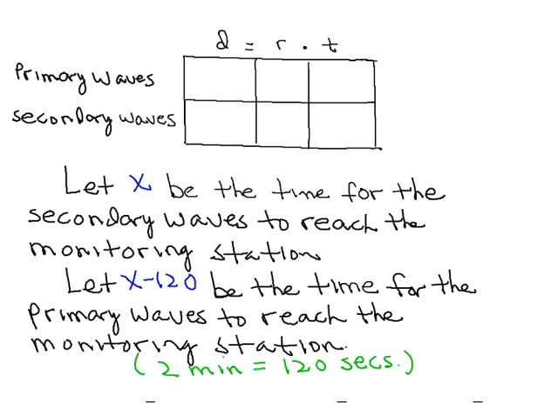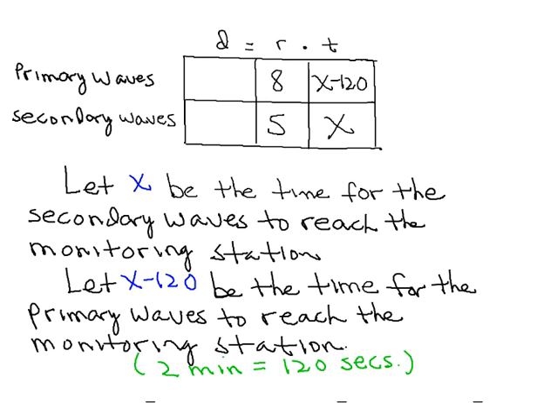Now, let's go back and fill what we can into the chart. We are told that the rate for the primary waves is 8 kilometers per second, so we can put an 8 in here. And the rate for the secondary waves is 5 kilometers per second. And we just determined that we're going to let x be the time for the secondary waves to reach the monitoring station, and x minus 120 will be the time it takes for the primary waves to reach the monitoring station.